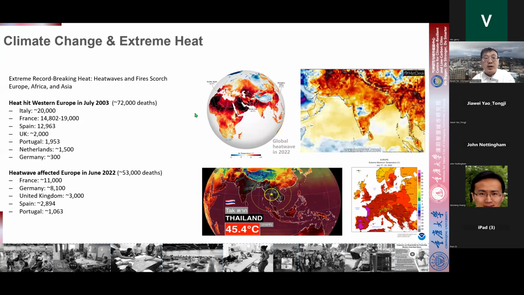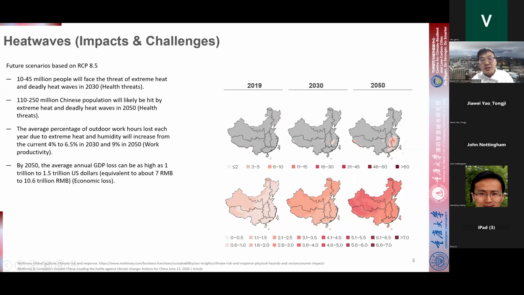For China, there have been some studies on the prediction of future urban heat challenges. According to the RCP 8.5 scenarios, it's estimated that by 2030, there will be 10 million to 45 million people under the threat of extreme heat. But by 2050, this figure will increase to 110 to 250 million. Extreme heat also causes significant economic losses, about $1.5 trillion every year by 2050, especially in China.